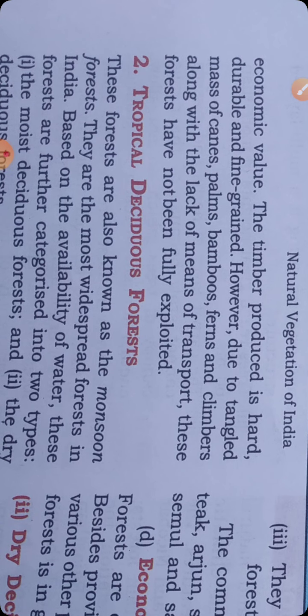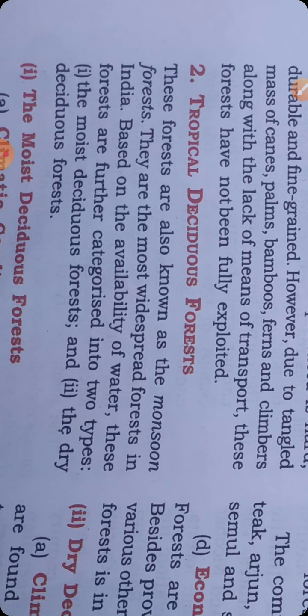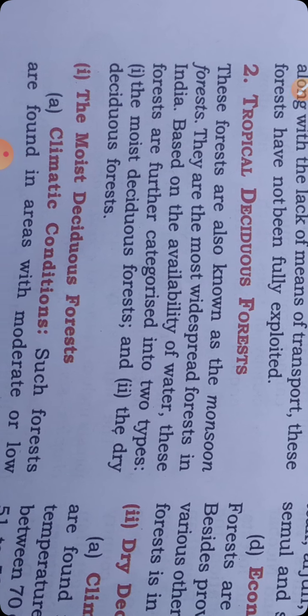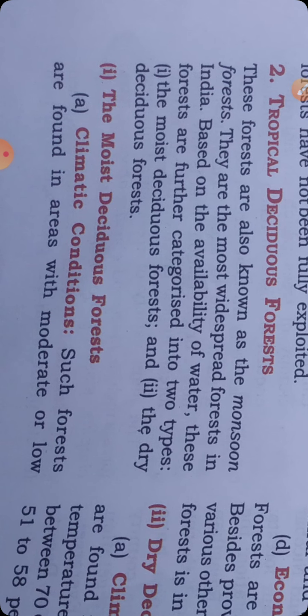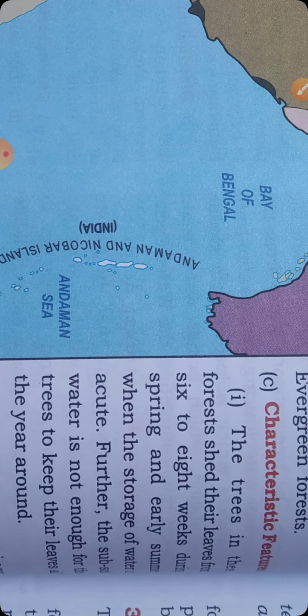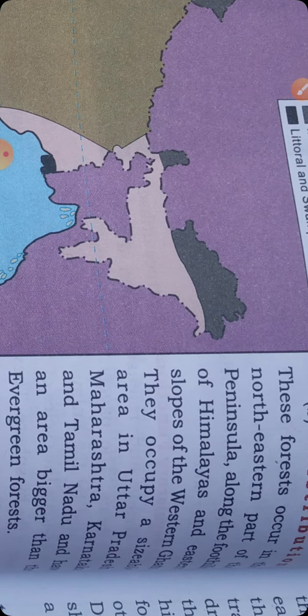Underline: tropical deciduous forest. These forests are also known as monsoon forests. They are the most widespread forests in India. Based on the availability of water, these forests are further categorized into two types: the moist deciduous forest and the dry deciduous forest. Let us see what is moist deciduous forest. Climatic condition: such forests are found in areas with moderate or low annual rainfall.